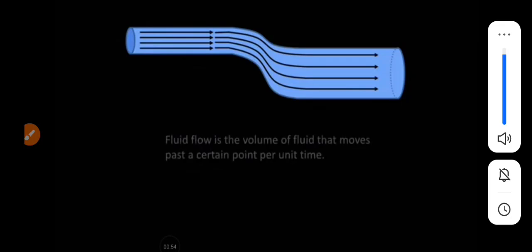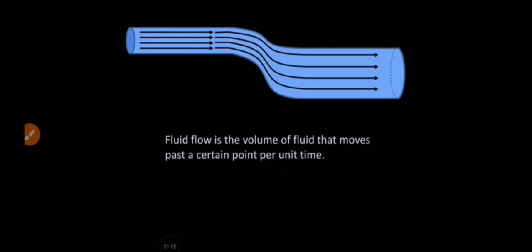Fluid flow is defined as the volume of fluid that moves past a certain point per unit time. It is mathematically represented as Q, which for some reason stands for flow, and equals volume divided by time. This is a powerful relationship in itself, but it also leads directly to the focus of this video.